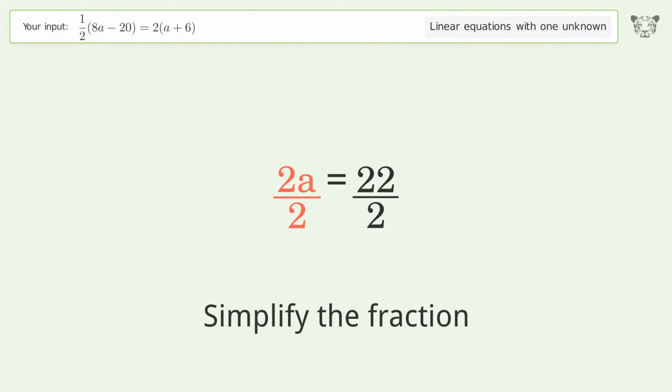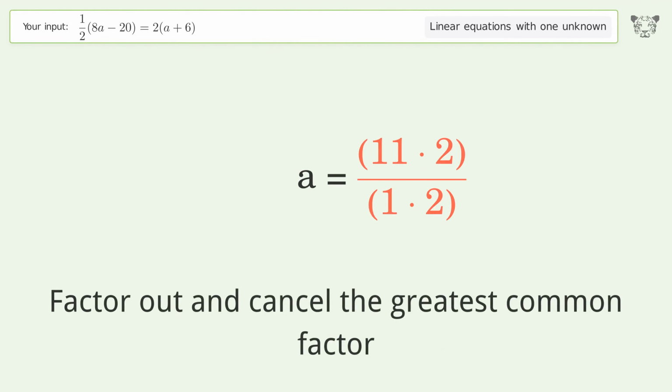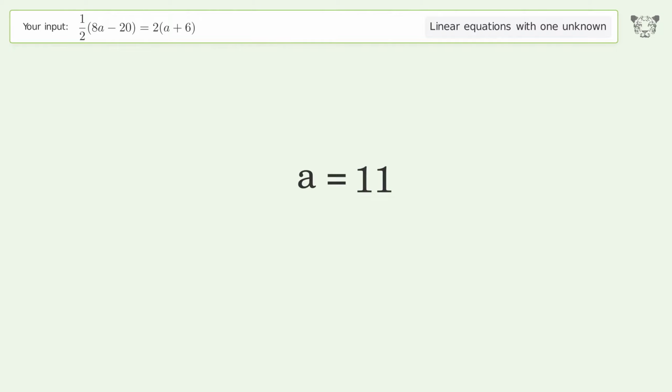Simplify the fraction. Find the greatest common factor of the numerator and denominator. Factor out and cancel the greatest common factor. And so the final result is a equals 11.